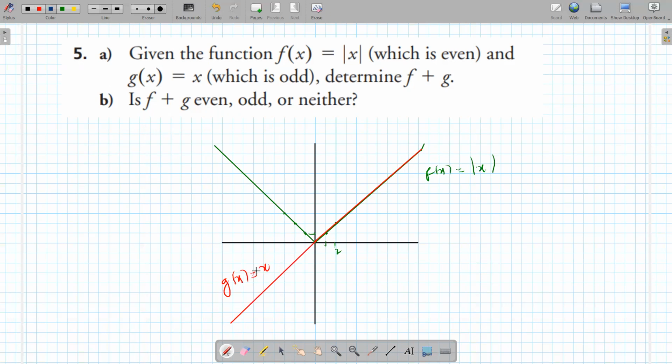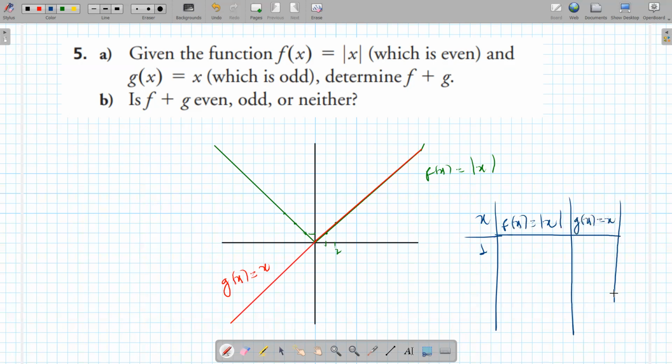Now they've asked us to add them up, yeah? And look at this. For the x value of 1, what's the y value of f of x? If f of x is the absolute value of x, what's the absolute value of 1? It's just 1. So when x is 1, y is 1. When x is 2, y is 2. When x is 3, y is 3. What about when x is negative 1? What's the y value?